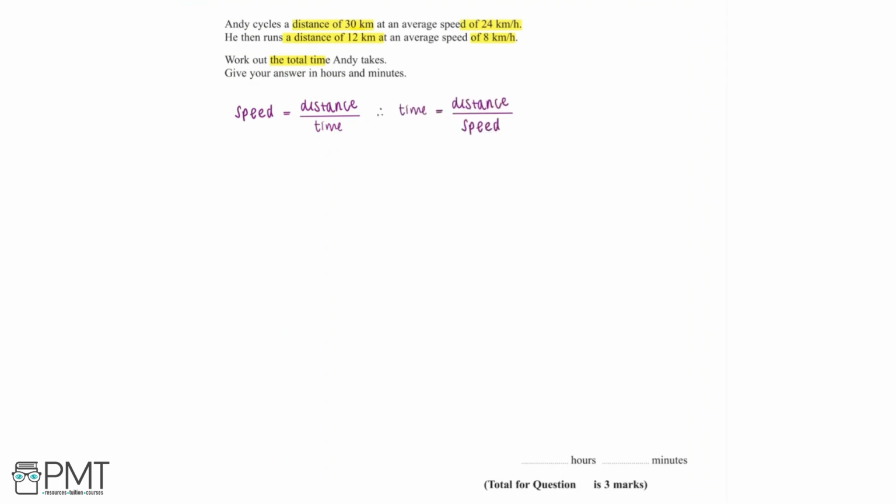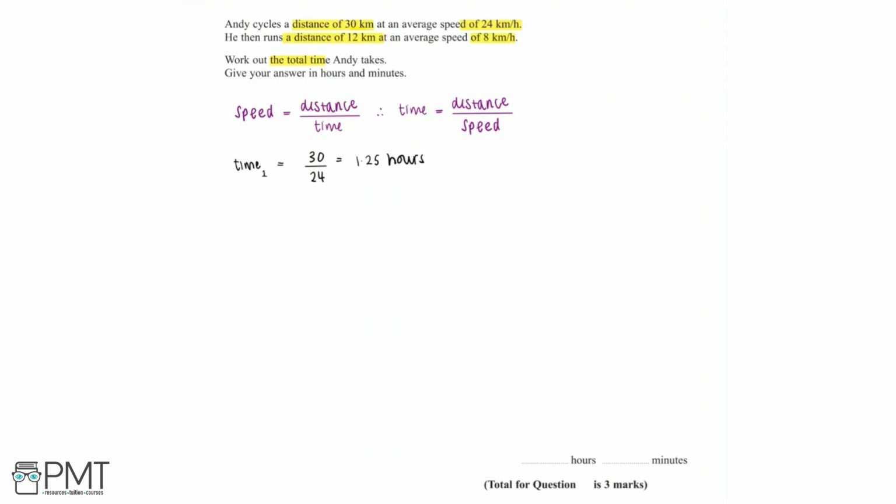Now Andy's journey is in 2 parts. He cycles one part, and then he runs the second part, and so we need to work out the time separately for each part. We'll start by finding the time that Andy takes when cycling. Now when Andy is cycling, he travels a distance of 30 kilometers at a speed of 24 kilometers per hour. We said that time is equal to distance divided by speed, and so the time that Andy takes while cycling would be 30 divided by 24. Now putting this into our calculator, we'll see that this time is equal to 1.25 hours.